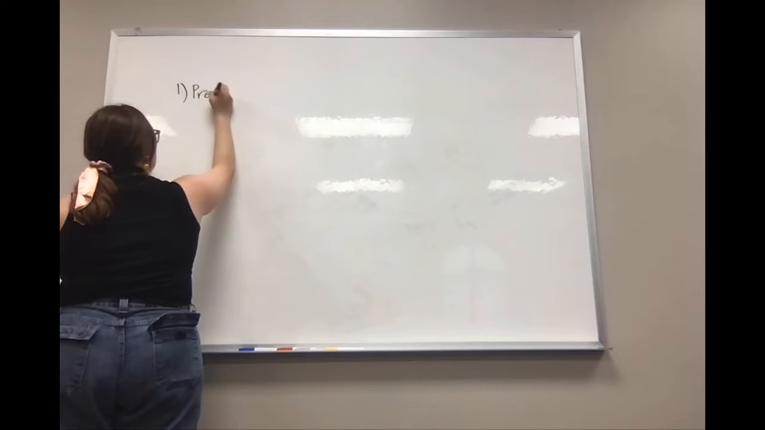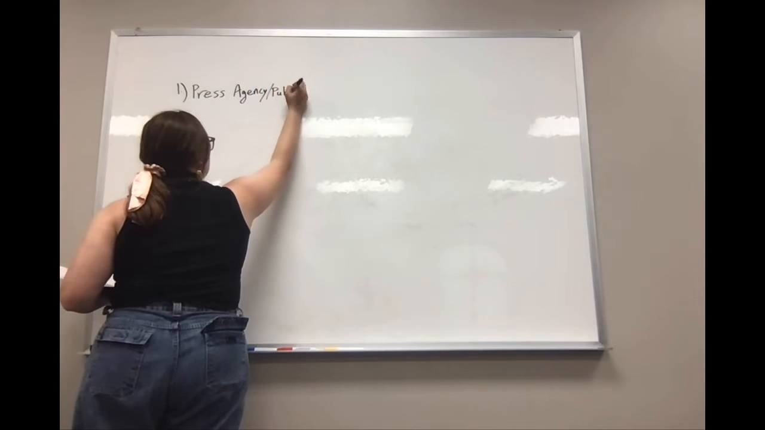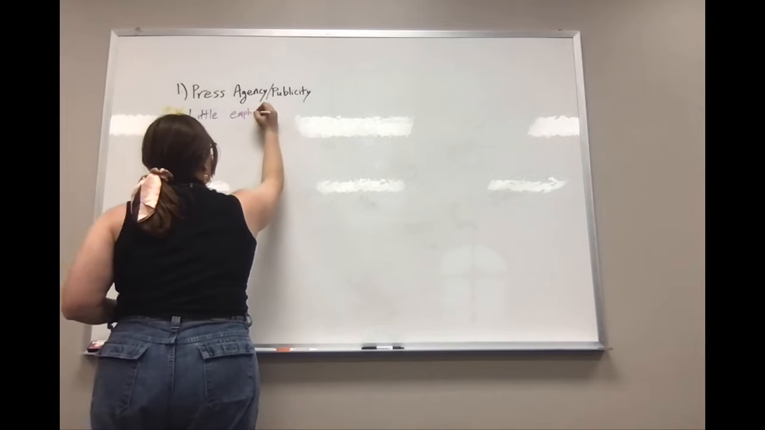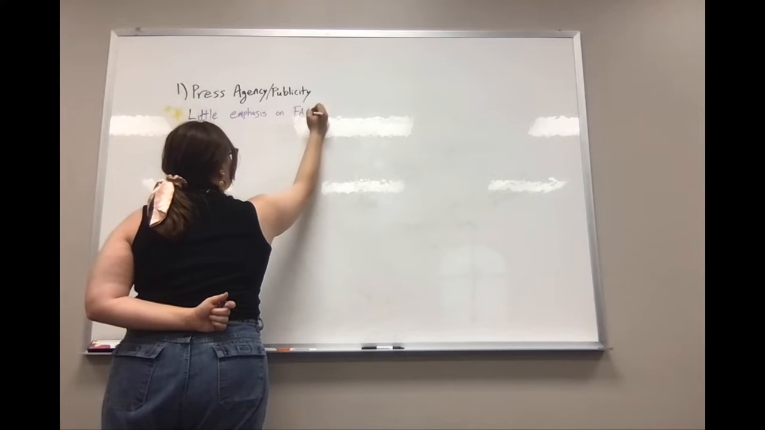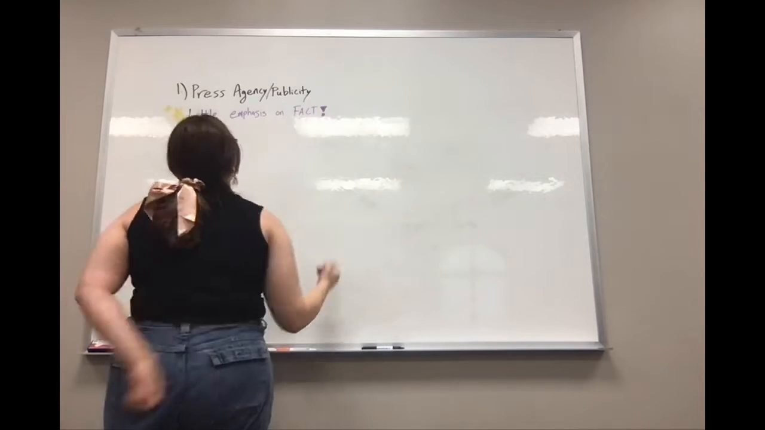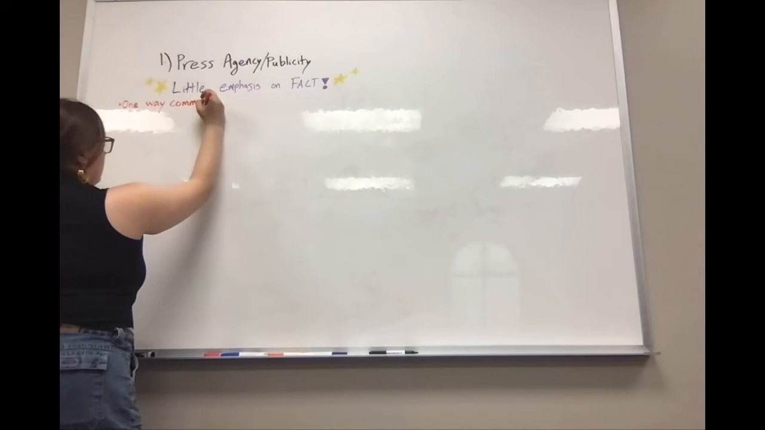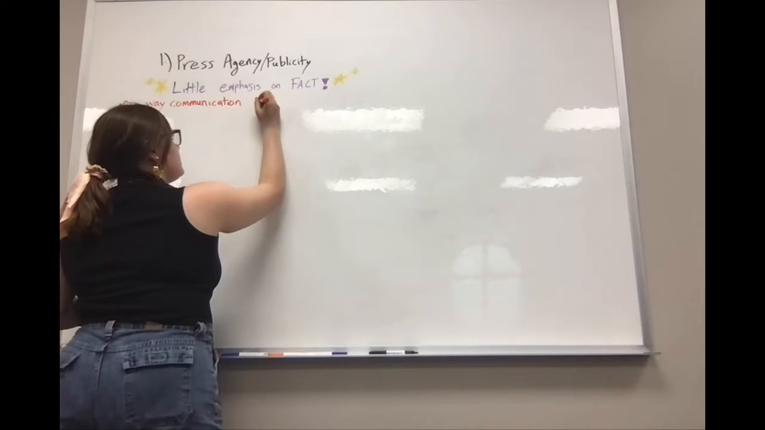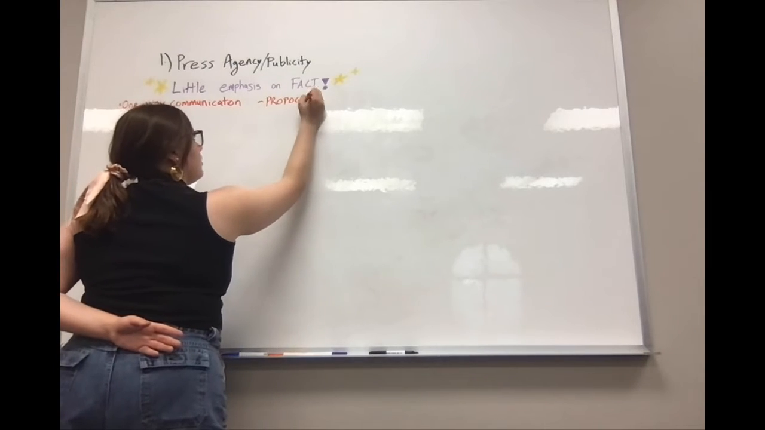So the first out of the four models is press agency/publicity. The most important part about press agency/publicity that's different from all the other models is that this one has little emphasis on fact. Press agency/publicity is a one-way communication, and it's typically used in propaganda.